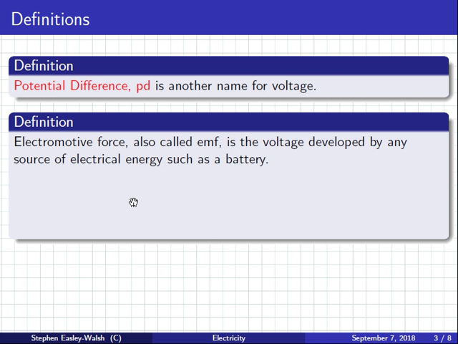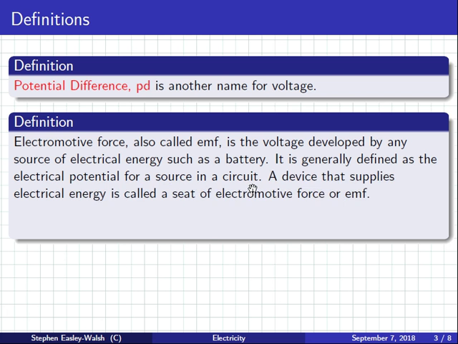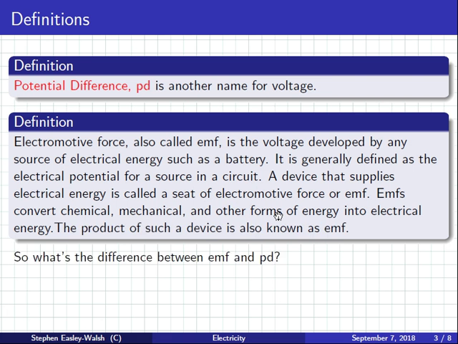The EMF of an electrical source like a battery, for example, is generally defined as the electric potential for the source in a circuit. Now don't write, I'll tell you what to write down in a moment. A device that supplies electrical energy is called a seat of the electromotive force, or the EMF. EMFs convert chemical, mechanical and other forms of energy into electrical energy. The product of such a device is also known as an EMF.